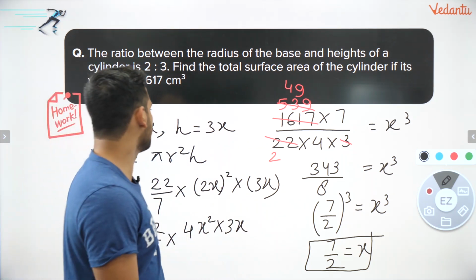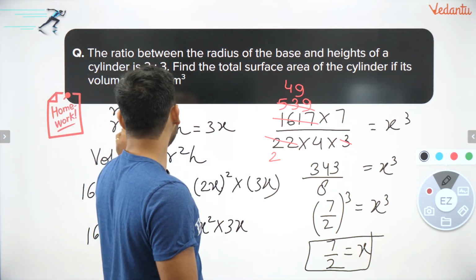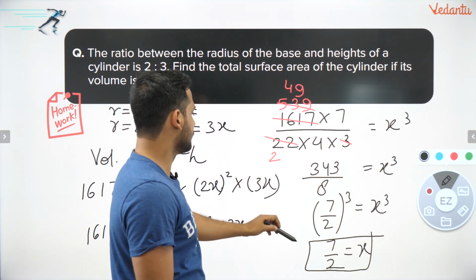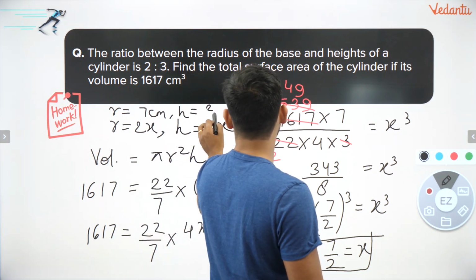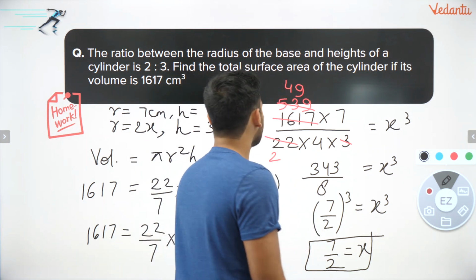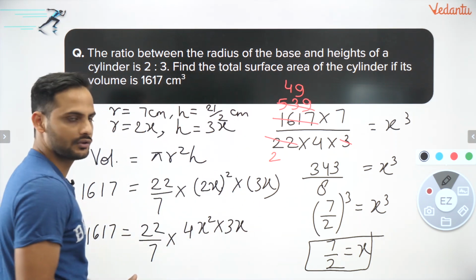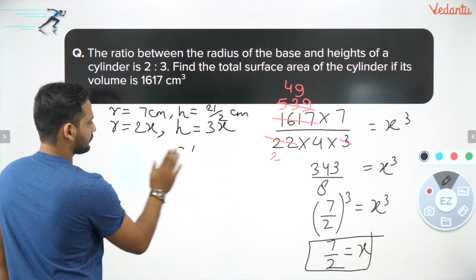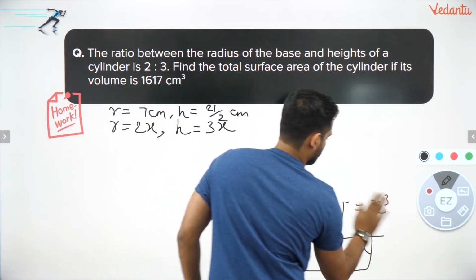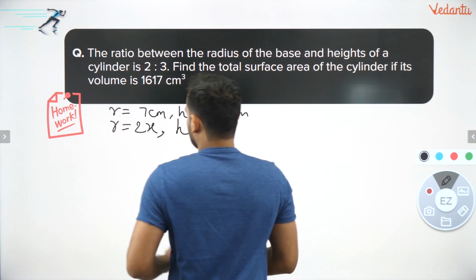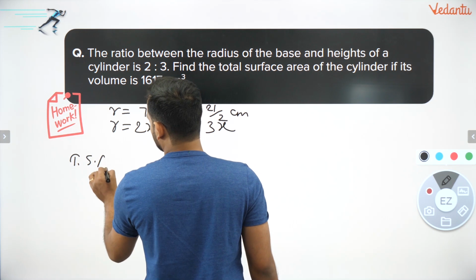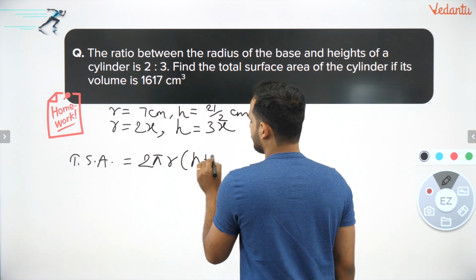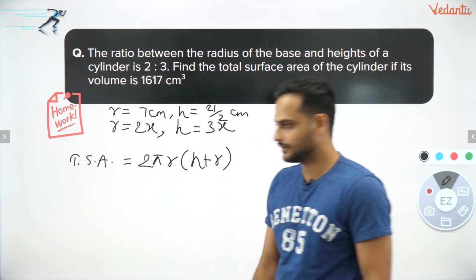If x is equal to 7/2, I can say that the radius is equal to 2 into 7/2, which is 7 centimeter. And your height is equal to 3 into 7/2, which is 21/2 centimeter. Right? So we have got the radius and height both. Now let us solve for the TSA. So bachcho, we need TSA of a cylinder. TSA of a cylinder, as we know, is equal to 2 pi r into h plus r. Right?